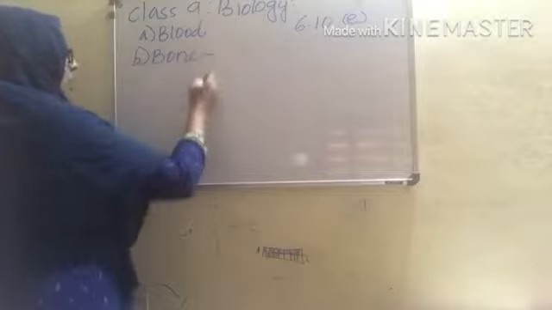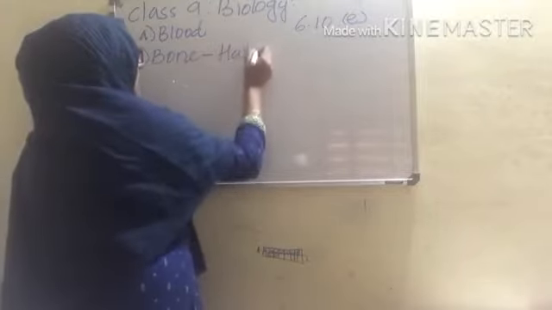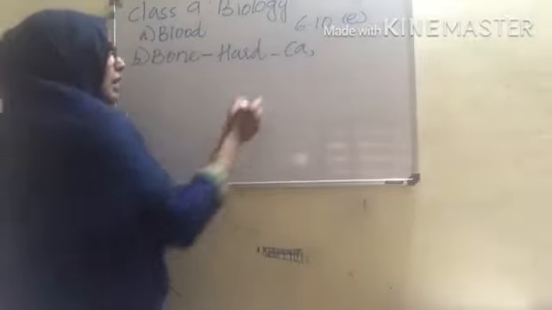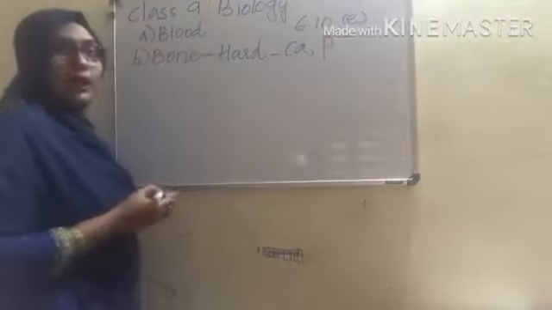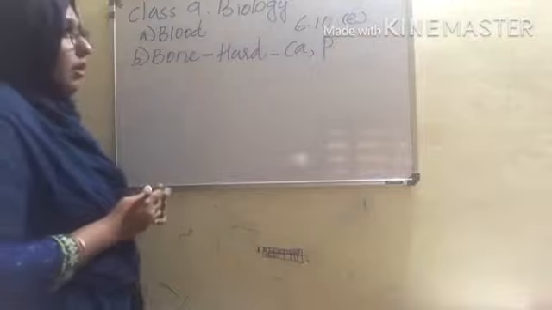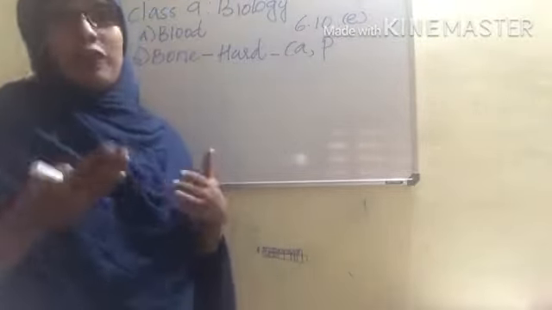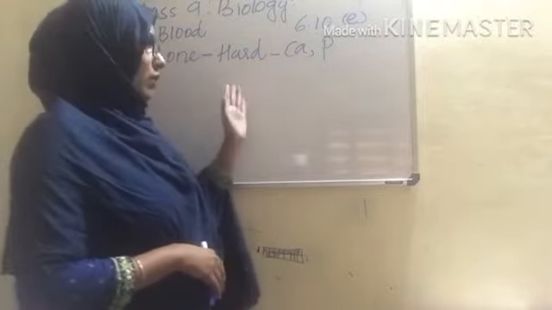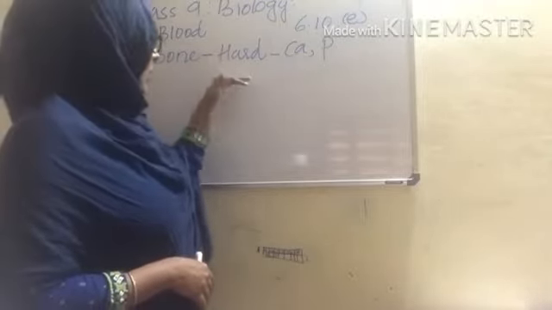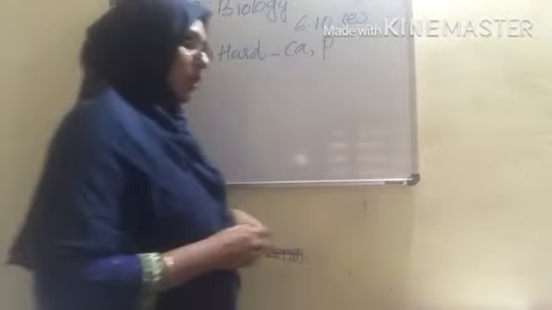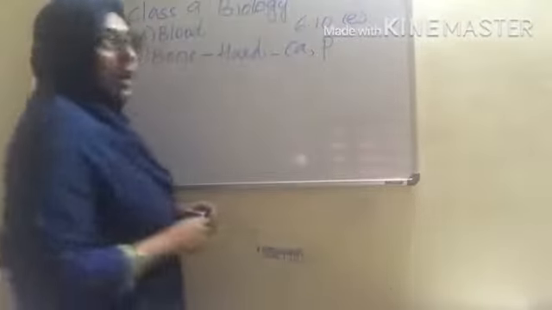And the matrix. What about the matrix? Matrix is quite hard and it is composed of calcium and phosphorus. You know that bone needs calcium and phosphorus for its normal function. So the matrix, which is very hard, contains calcium and phosphorus. Okay, so that's all about bone.